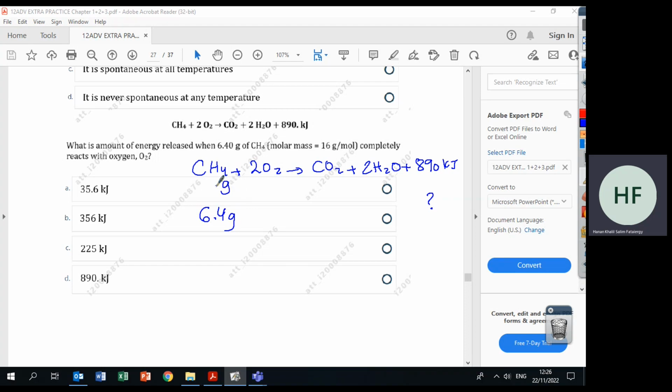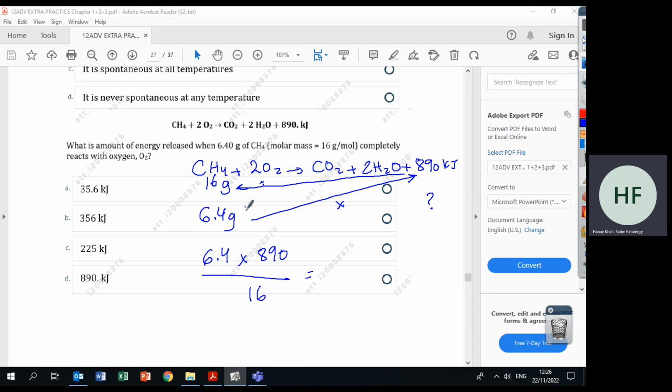So what is the number that I will write here? This is the molar mass, 16. And then you cross multiply this one times this one divided by this one. So it will be 6.4 times 890 over 16. 6.4 times 890 divided by 16 gives 356.